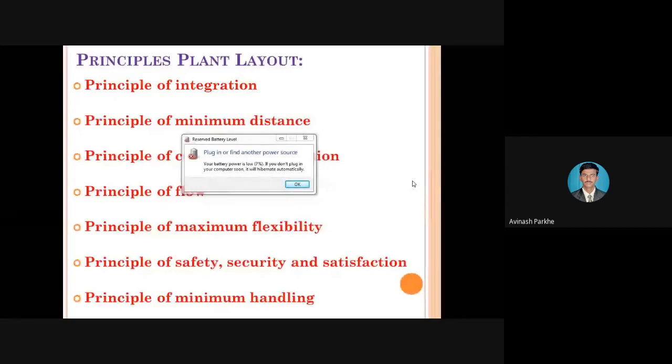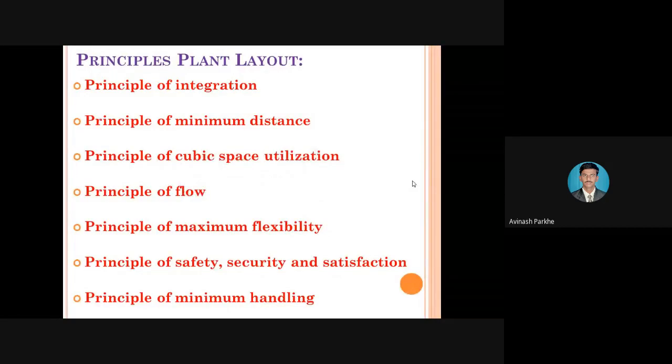But in some big scale industries, the maximum space is available. So in that case, the proper utilization of the space should take place in the three dimensions. Therefore, the third principle is called cubic space utilization. Also in some industries, separate locations are made. The production department is separate, the inspection department is separate, the design department is separate, and the store department is separate, if a large amount of space is available. Therefore, the third principle is related to cubic space utilization. That means we have to utilize the space of the industry in all respects, or in all directions.